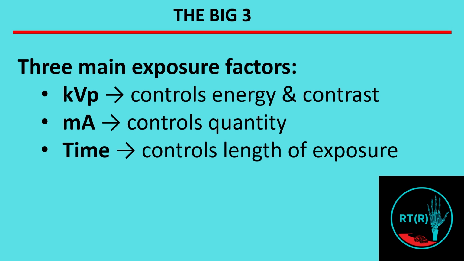The three main exposure factors are kVp, which controls energy and contrast, mA, which controls quantity, and time, which controls the length of the exposure. These three factors are adjusted on every exam. Each has a specific role, and ARRT questions often test your ability to separate them.